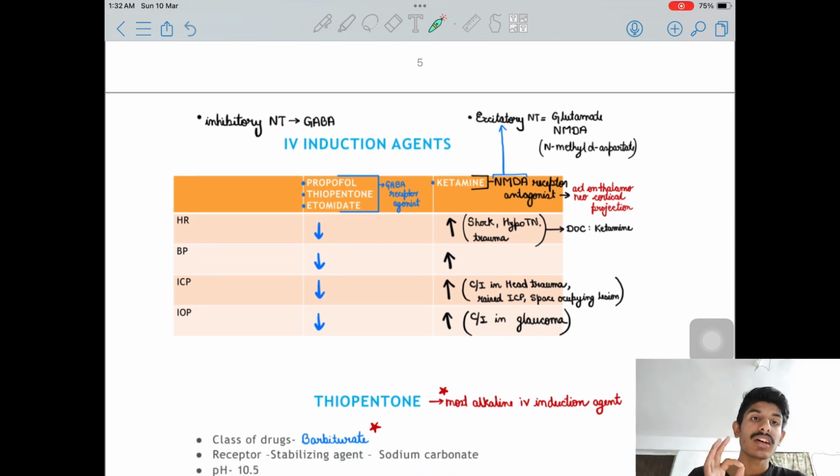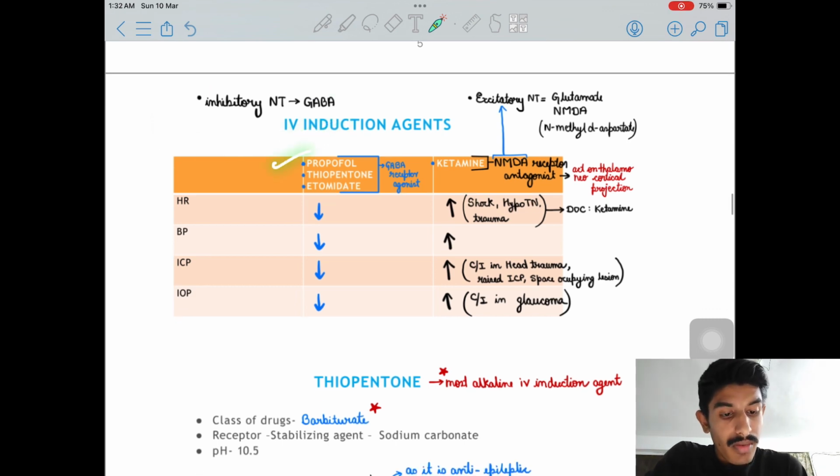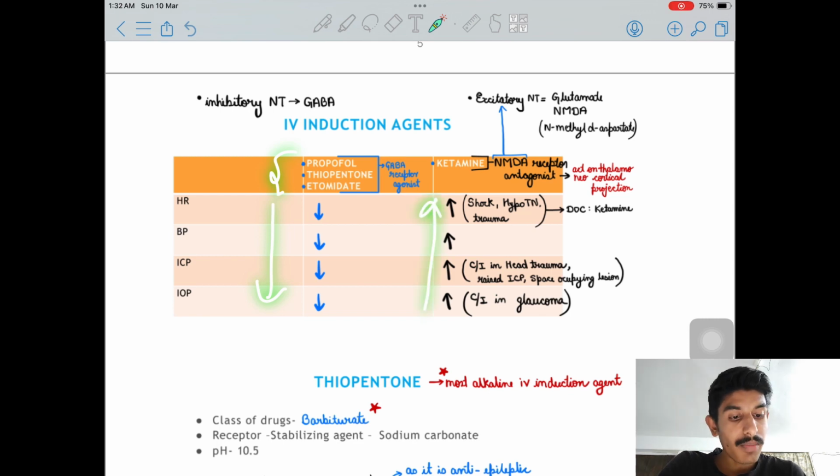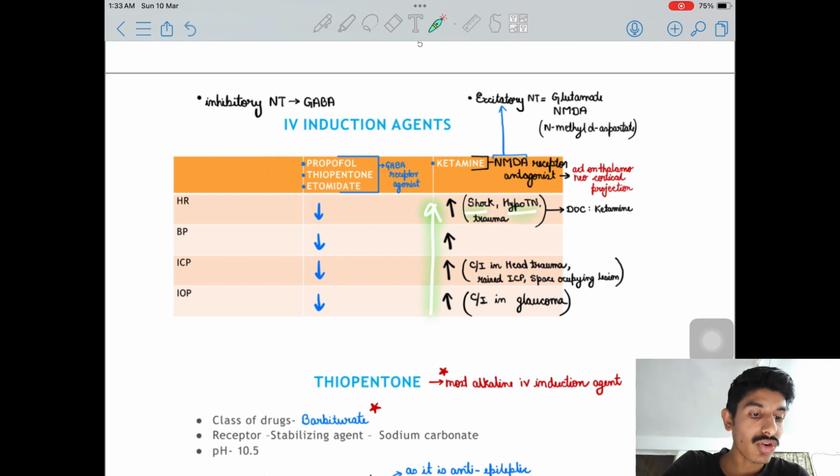Next, move on to the IV induction agents. Okay, those acting on GABA: propofol, thiopentone, etomidate, and one is ketamine. So these 3 act the same, and this one is opposite to them. Always remember, they will decrease heart rate, blood pressure, intracranial pressure, intraocular pressure. These 3 agents will decrease, but ketamine will always increase.